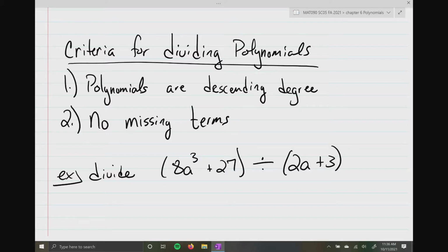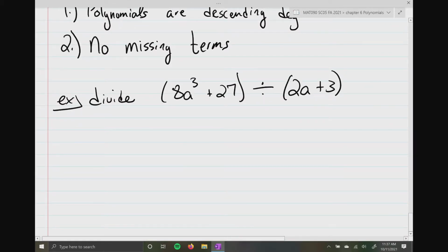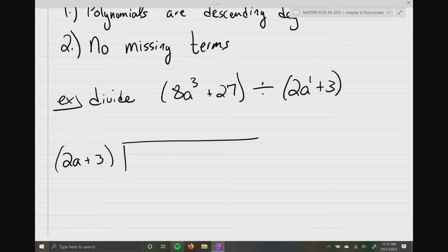So just do me a favor. Just watch for a second. I'll give you a minute to write it down. Because I'm going to write it down a very special way. So notice that my divisor is 2a plus 3. It's in descending order, meaning the a is raised to the first power. So the next term would be my constant. That's great. And I'm not missing any terms.